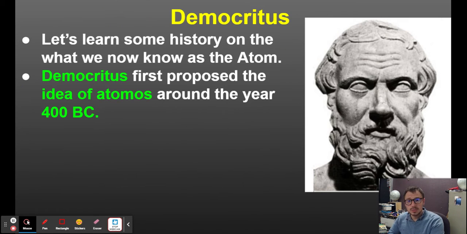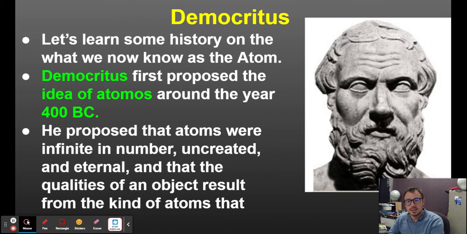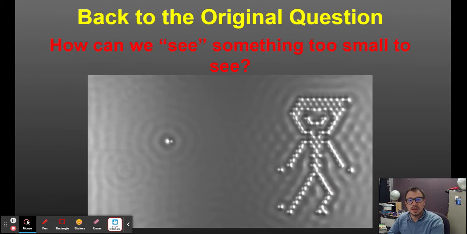Then we learned about the history of the atom, and it started with Democritus and the idea of atomos, which means uncuttable, in the year 400 BC. He proposed that atoms are infinite in number, uncreated, and eternal, and the qualities of an object result from the kind of atoms that it is made from.